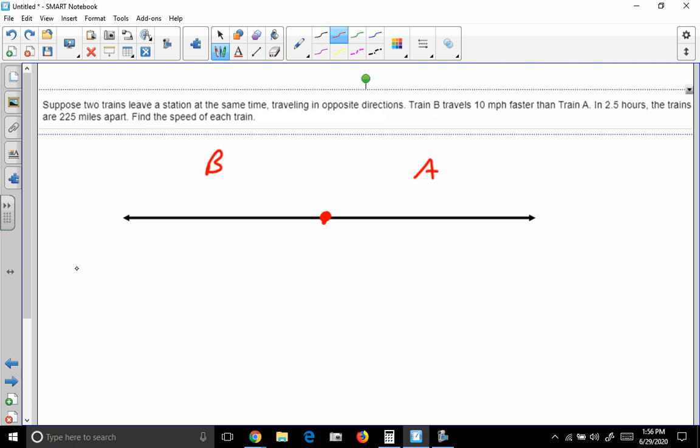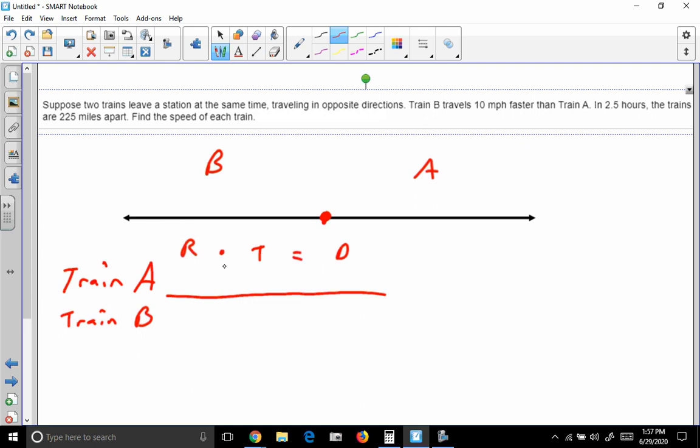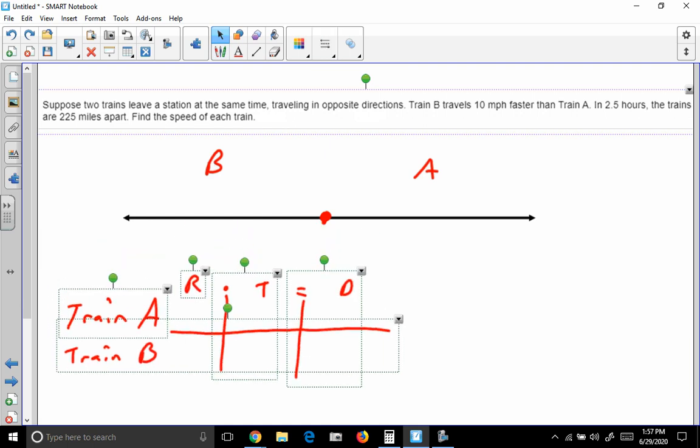We're going to make a table. Part for train A, part for train B. And we're going to put rate, time, and distance in. And let's get this down so we've got it right.